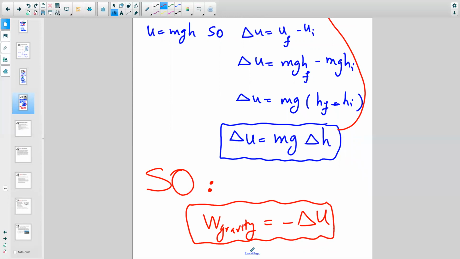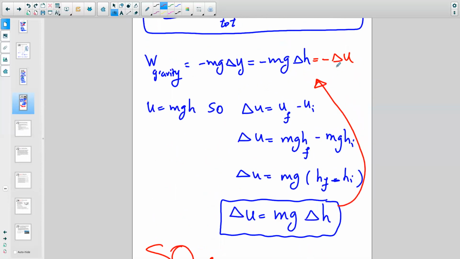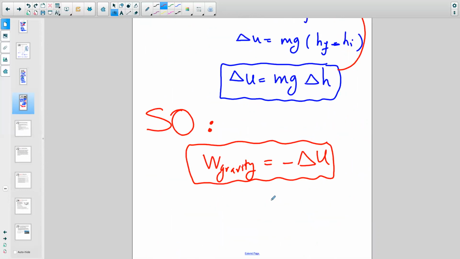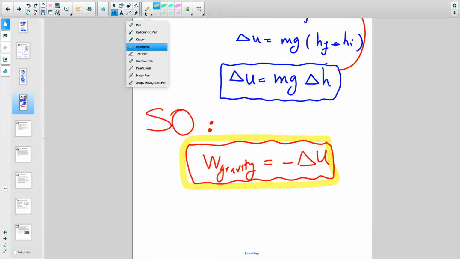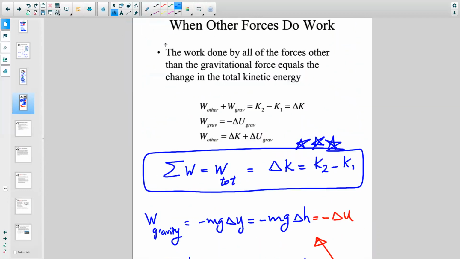Right? So this is what it means. And that's how you find it. So this is mg delta h, which is delta U, and there's a negative here, so there's negative delta U. So I am going to give this a little bit of attention. Okay. Now, let's take a look at the formula.